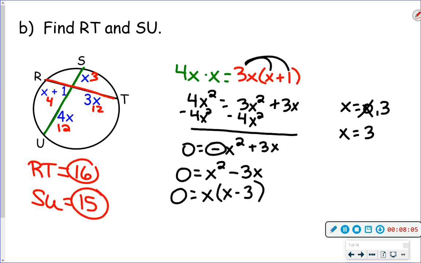So they want the overall length of the segments. So just bear in mind, this very first green and red line was the geometry part of this problem. The rest of it is a lot of algebra review. You're welcome.